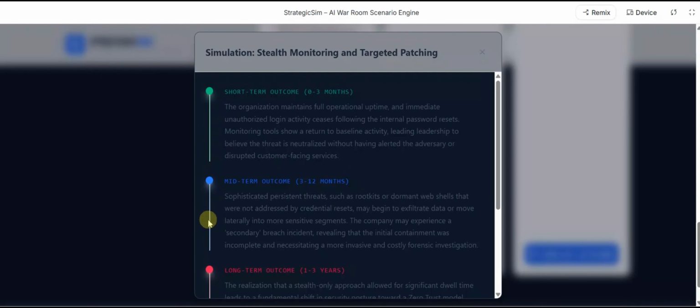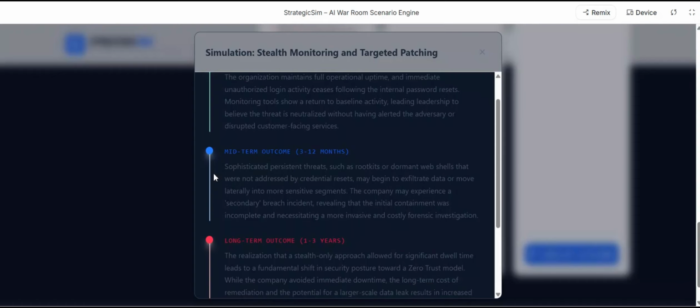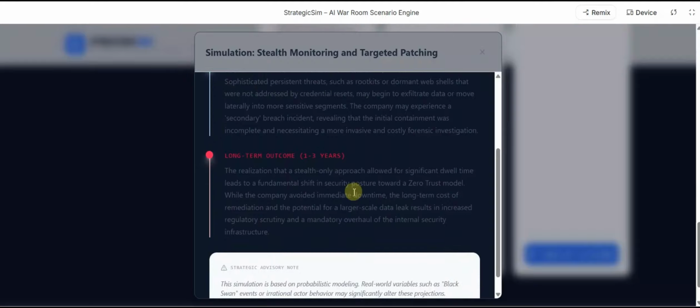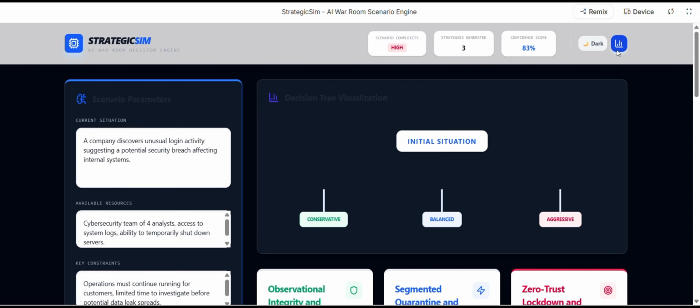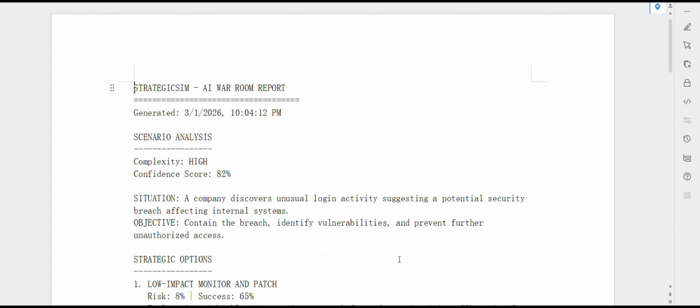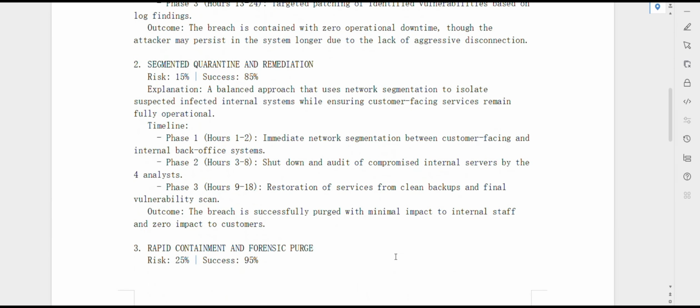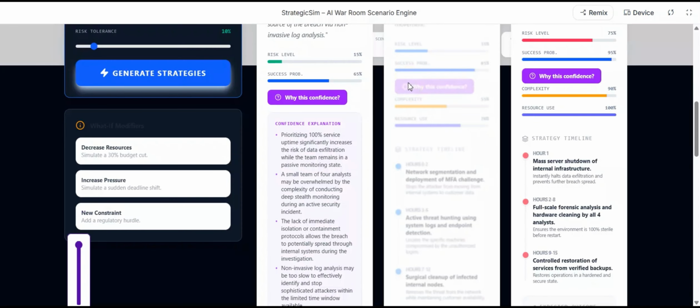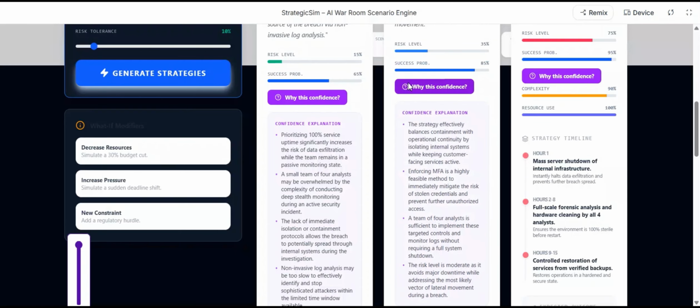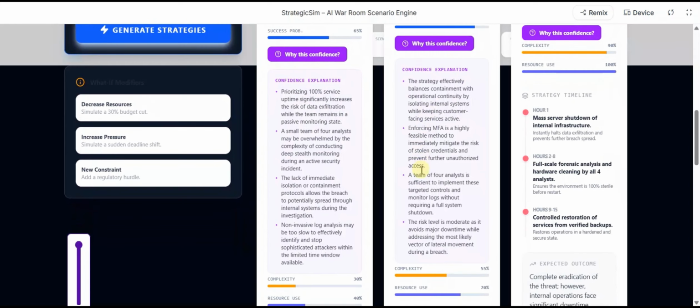So there are three different outcomes. You have a short term outcome, and then a mid term, and a long term. At the top, there's an export strategy report button. Once this button is pressed, a report is generated. The system calculates the moderate success probability and provides a transparent explanation to help decision makers understand the reasoning behind the confidence score.